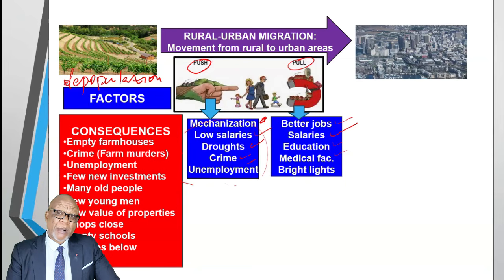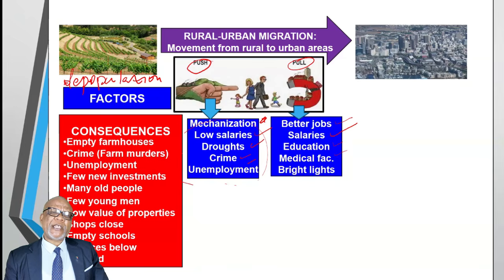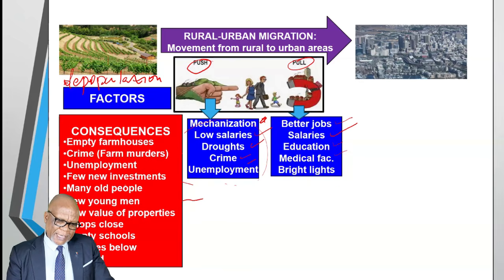So there's going to be an imbalance in the age and sex structure of rural areas, which in reverse will also break the family bonds, because now the partners have left and the other partners are left alone. There's going to be few young men left behind because most of the young men will be going to urban areas to go and work. Low value of properties because now there's no demand for those particular properties. Shops will close down, that results in unemployment.